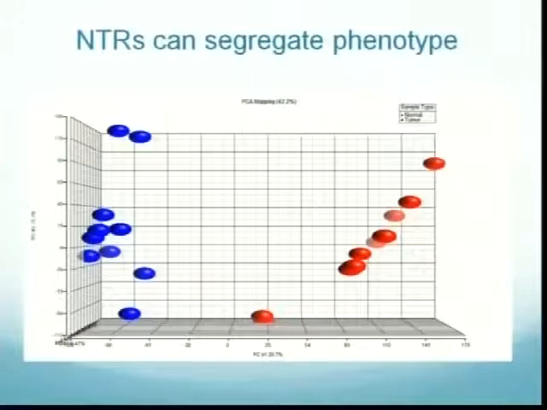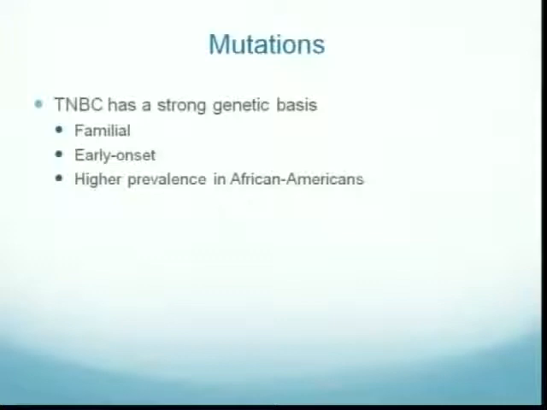I'm going to go quickly through the rest of this. The other nice thing about RNA-seq is the ability to detect mutations. Triple negative is a great cancer to detect mutations in because we know that TNBC tends to be familial, has an early onset of disease, which tends to have more genetic basis to it, and it has a higher prevalence in African Americans, lending more genetic basis to it. We already know that BRCA1/2 mutations tend to be triple negative, again lending evidence to the role of mutations in this disease.